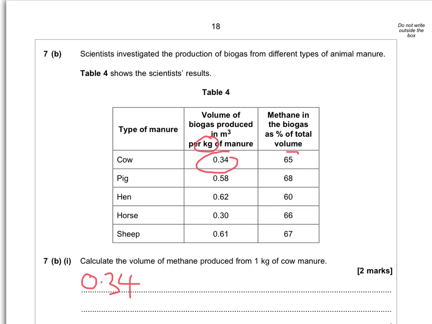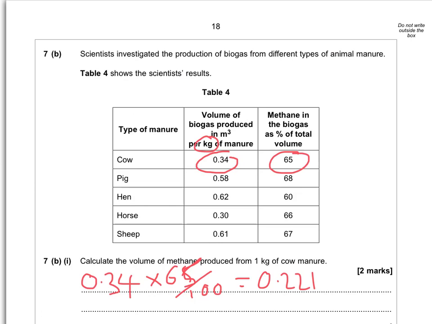Now, 65% of that is methane, so we need to do 65% of it, don't we? And if you do that, if you do 0.34 times 65%, the answer that you get is 0.221. They would accept just 0.22. So if you've got 0.22 or 0.221, you've got 1 mark.